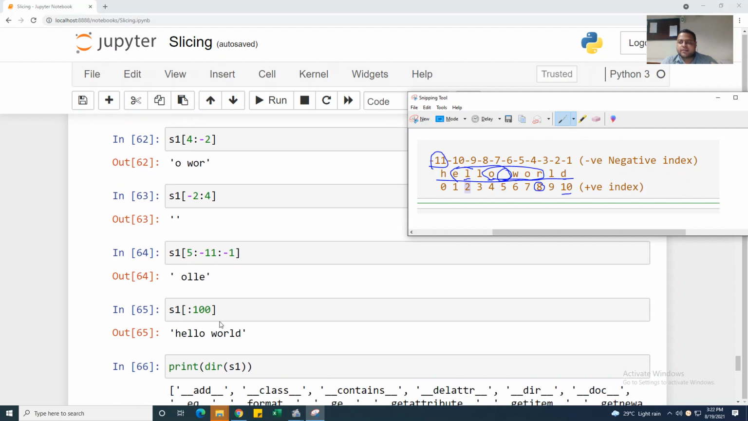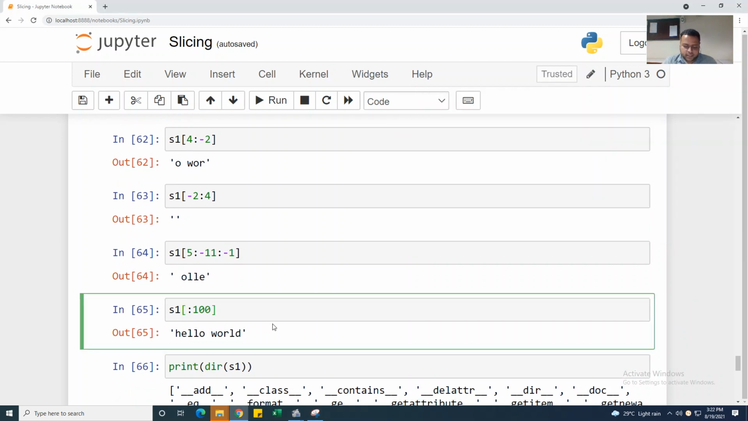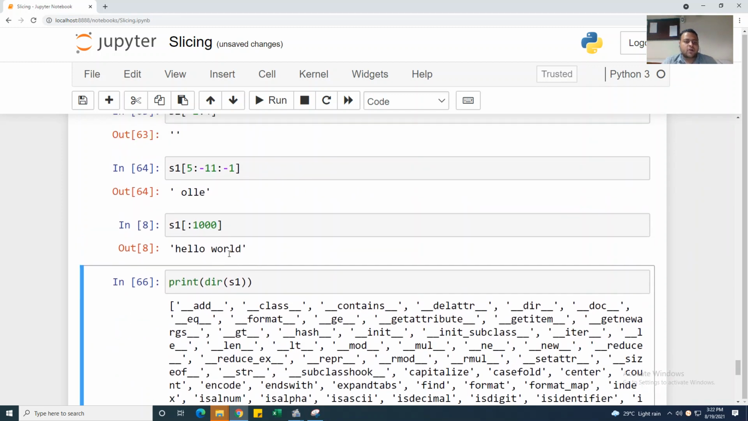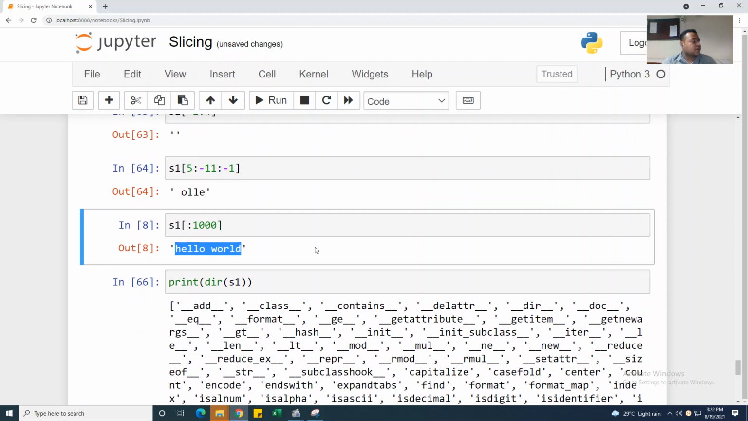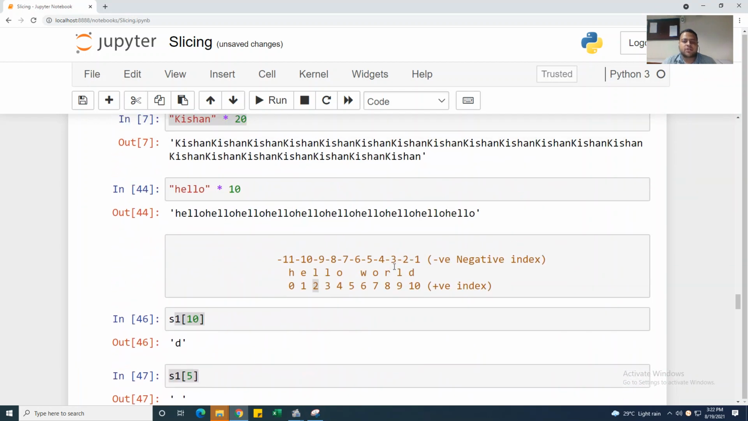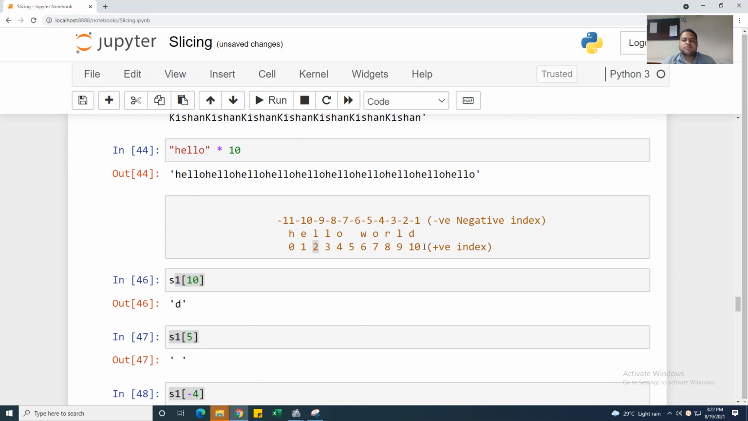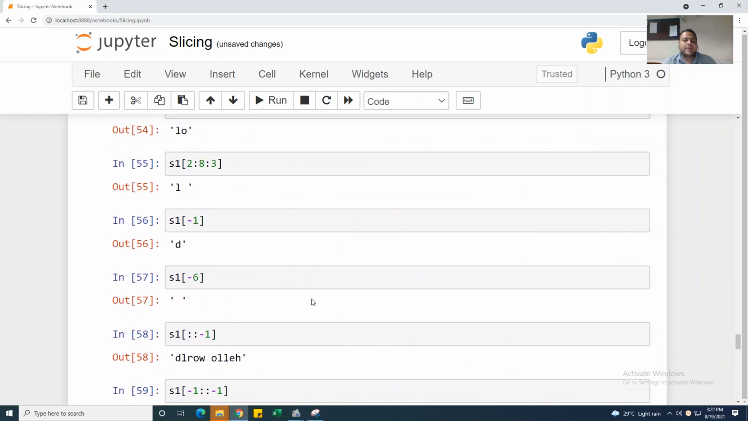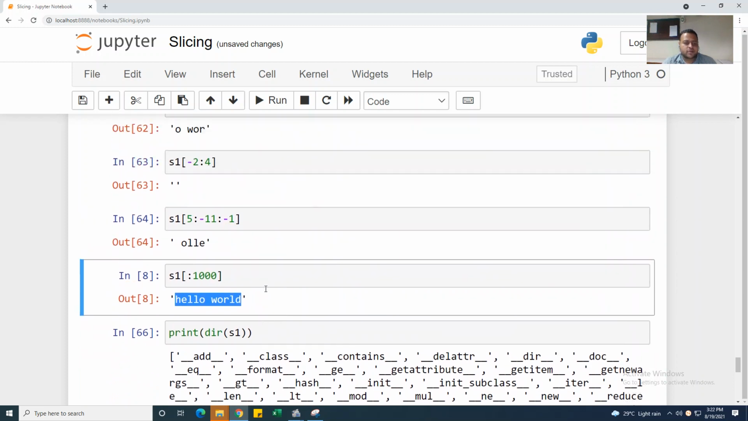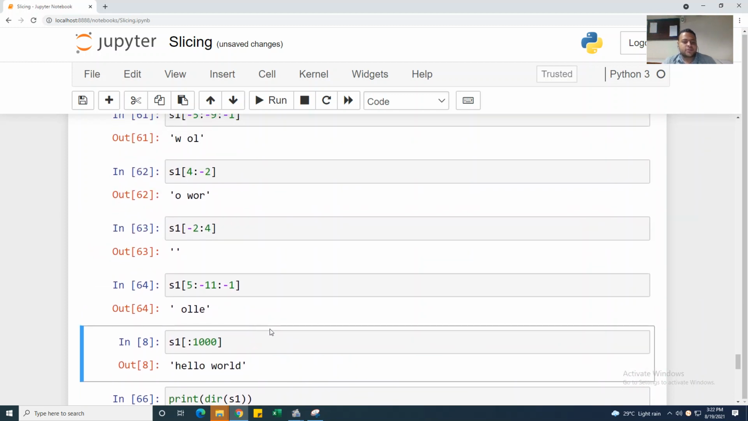Here I am taking s1 of 100. If you are taking 1000, your string has only 10 characters. If you are taking 1000, or 500, which is greater than 10, it will always give you the whole string, whatever your string is, because you are taking more than that. So these are the concepts about slicing you need to understand. And I am repeating, it is very much important when you create any automatic scripting.